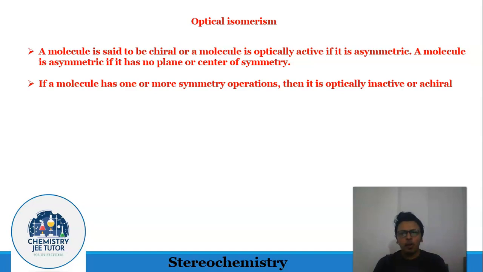But before we go to optical isomerism, let us read what we have. A molecule is said to be chiral, or optically active, if it is asymmetric. What is asymmetric? A molecule is asymmetric if it has no plane or center of symmetry. Then you can ask, what is a plane or center of symmetry? If a molecule has one or more symmetry operations, then it is optically inactive or achiral. What are symmetry operations? This plane or center of symmetry are symmetry operations. So today we will talk about symmetry operations. These are important when we go forward. Okay, so let us look at them.